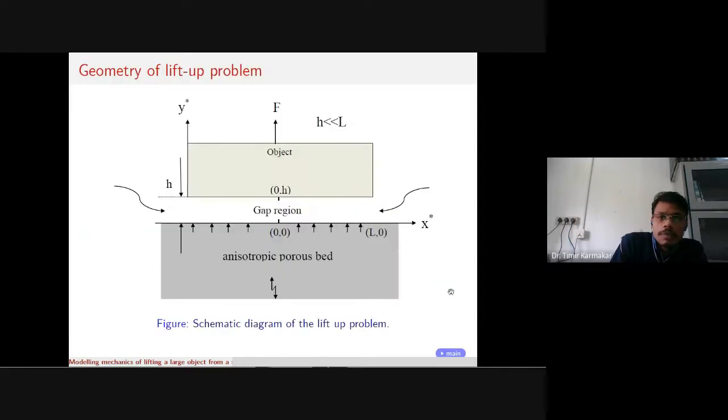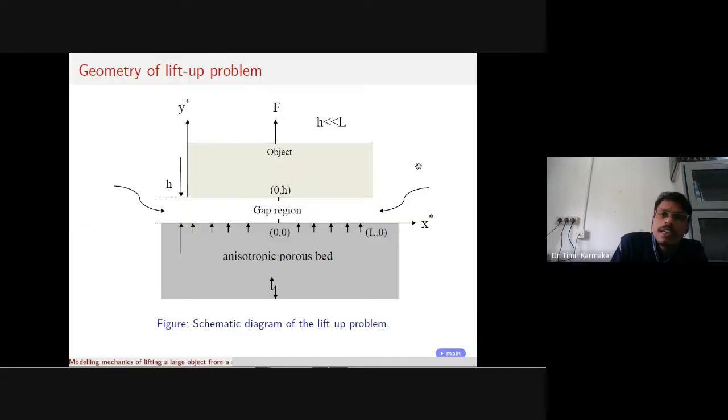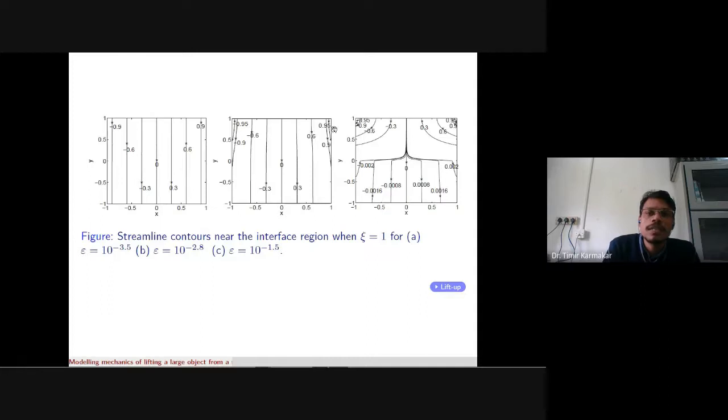Initially, when the gap width is very less, as I discussed, the flow comes vertically from the porous bed. So the streamline will be vertical, right? When the gap width is very less, suppose 10 to the power minus 3.5. Now we slightly increase the gap width, 10 to the power minus 2.8. Then the flow will start coming from the peripheral region as well. So the streamline will be no more vertical, it will be slightly distorted towards the peripheral region.